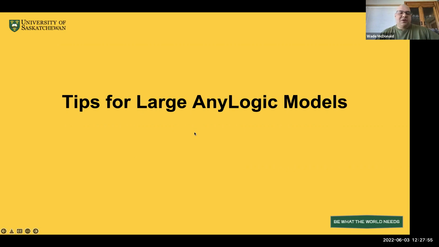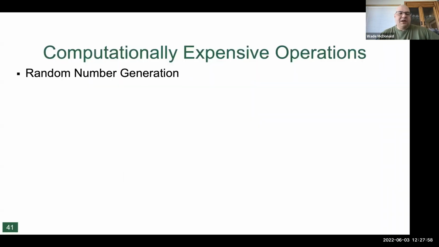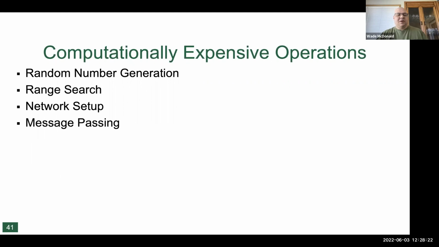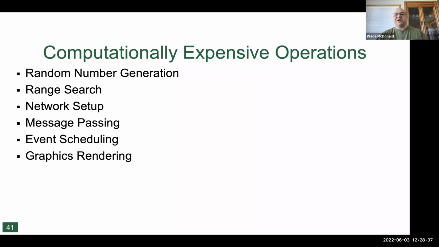In the next section, I'll briefly discuss some tips for large AnyLogic models. Things that are expensive computationally include random number generation, range searching, which means determining how many agents are within a certain distance of a given agent, setting up the network of the agents, message passing, where agents send messages to each other, such as indicating an exposure to a pathogen, and event scheduling, as well as graphics rendering.